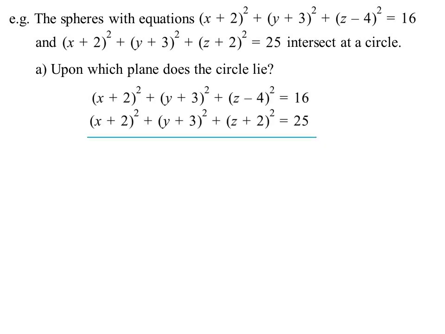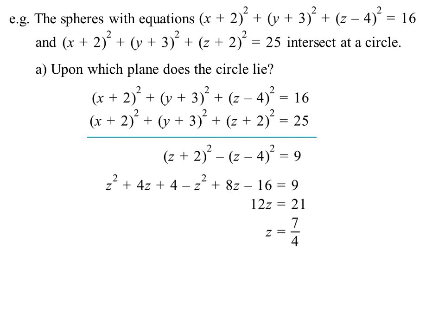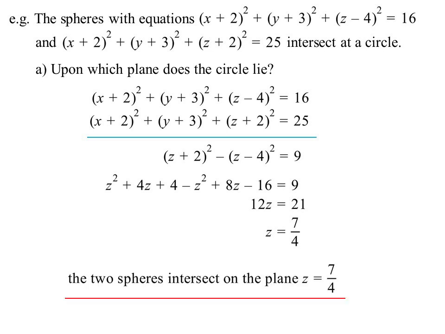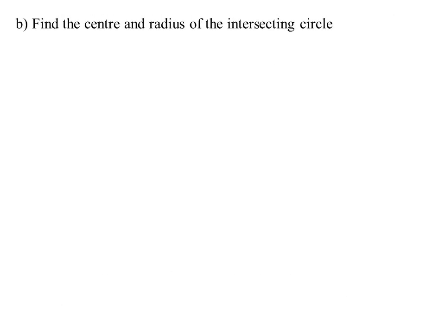Well, solve them simultaneously, and fortunately I picked the numbers quite nicely here. Oh look, the x and the y's just cancel straight away, we don't have to do anything. So we get (z plus 2) squared minus (z minus 4) squared is 9, z equals 7 on 4, and that is the equation of a plane. Remember we said planes parallel to the xy plane will always be z equals some constant number. So z equals 7 on 4 is where this circle lies.